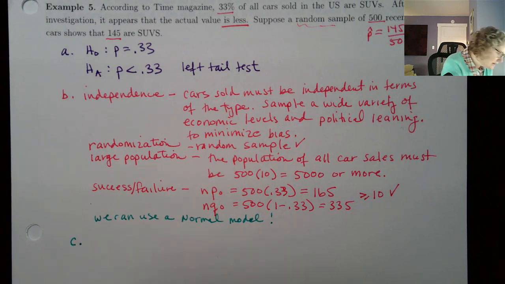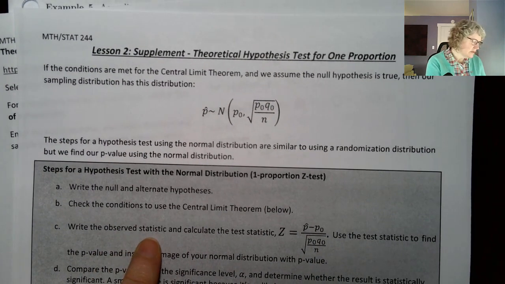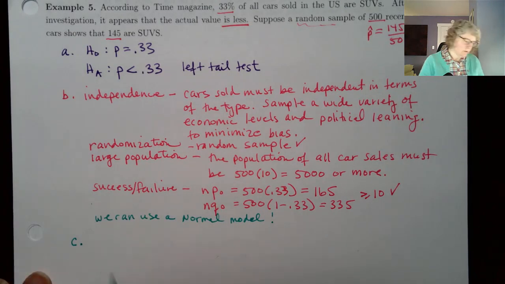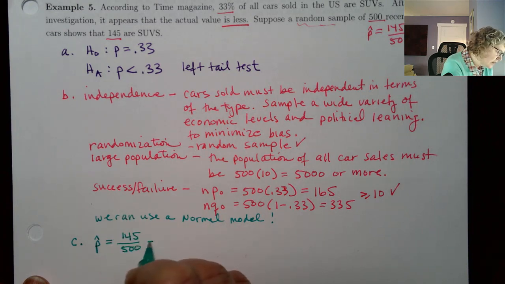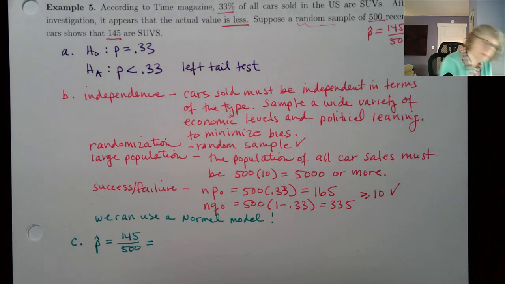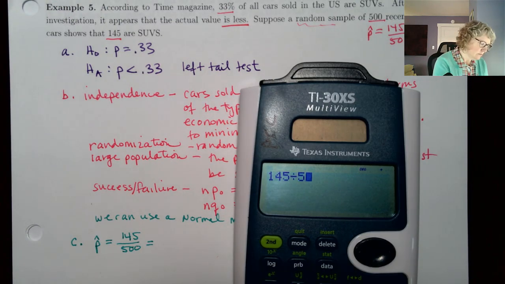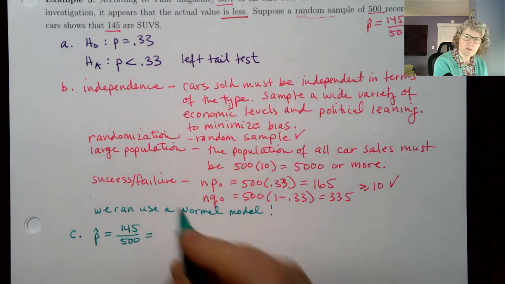Okay, so then C says write the observed statistic. That's our p hat in this case, and calculate our test statistic. Test statistic is a z-score. So let me write the observed statistic first. That's our p hat, which is 145 out of 500, and I want to get a decimal for that. Okay, that's 0.29.